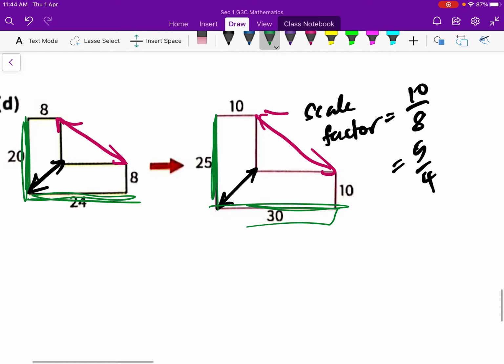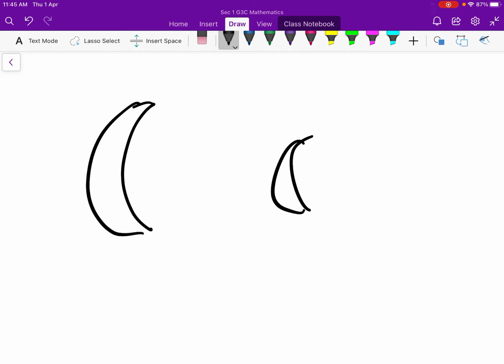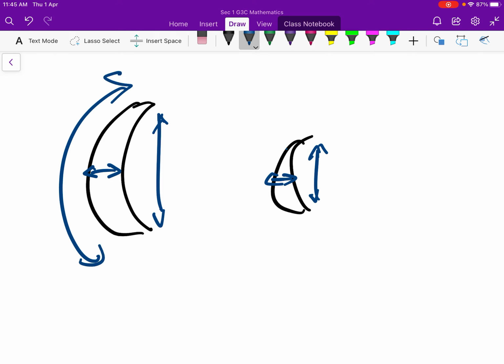Okay? So some other diagrams that I can show you, maybe it is a crescent. These two crescents are similar. Then the distance over here, same ratio. If you talk about the wider side versus the wider side, same ratio. The curve versus the curve, also the same ratio. Okay?